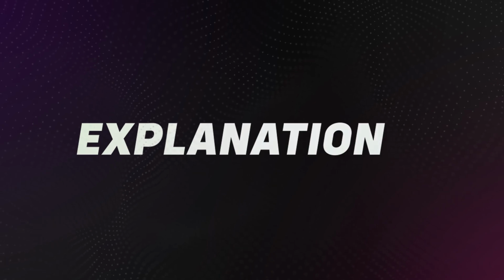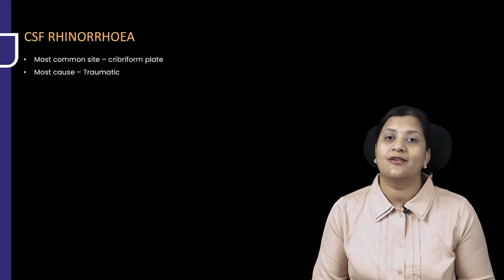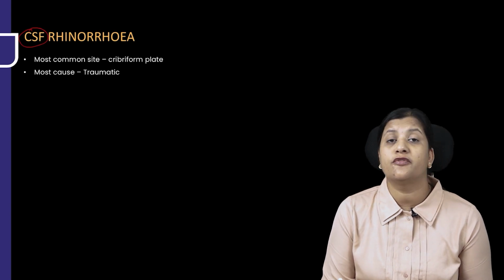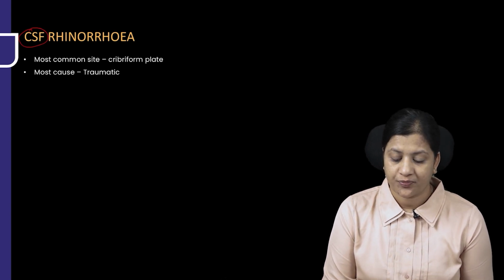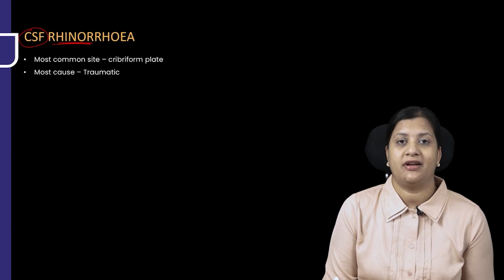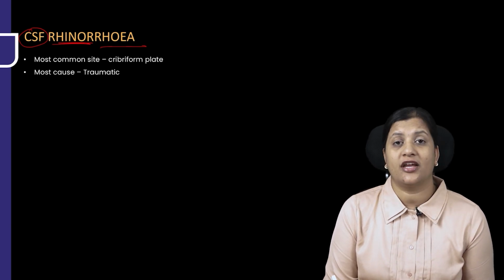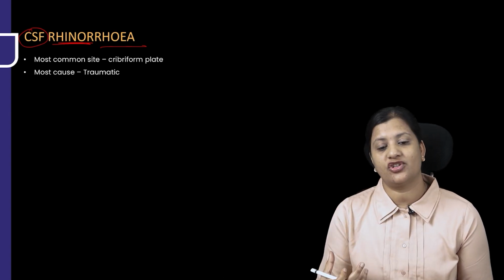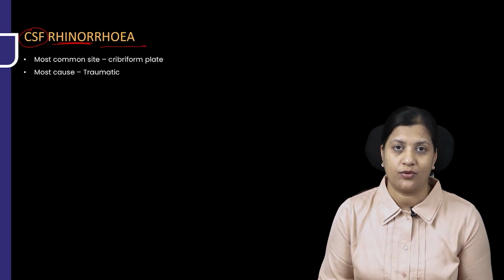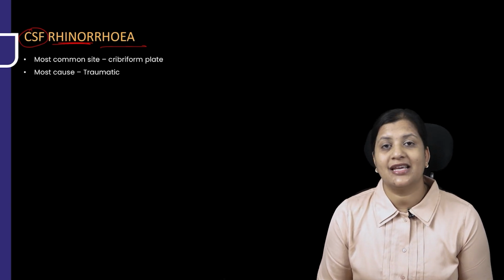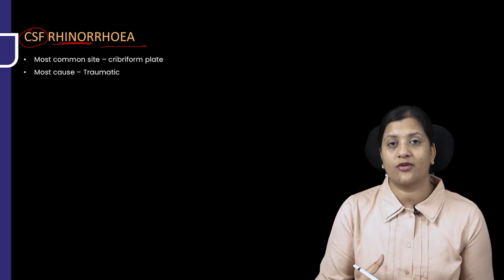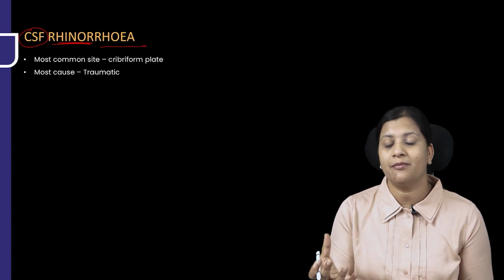Here's the explanation. What we understand by the term CSF rhinorrhea is a leak of CSF, which is the fluid that surrounds the brain, into the nasal cavity, presenting as a discharge. Rhinorrhea means nasal discharge. So if there is CSF as the nasal discharge, we call it CSF rhinorrhea. Now, why do we get a fluid that surrounds the brain into the nasal cavity? There has to be some defect.